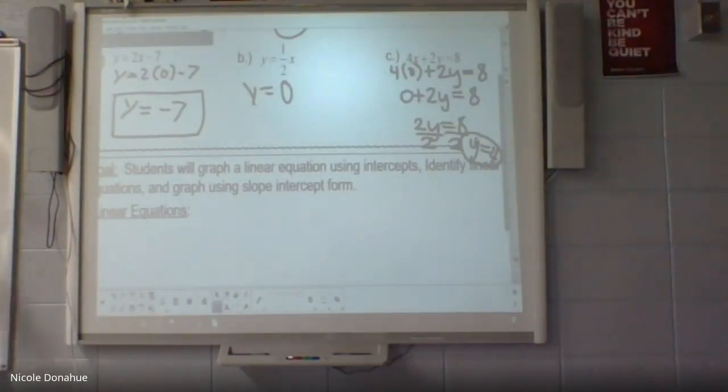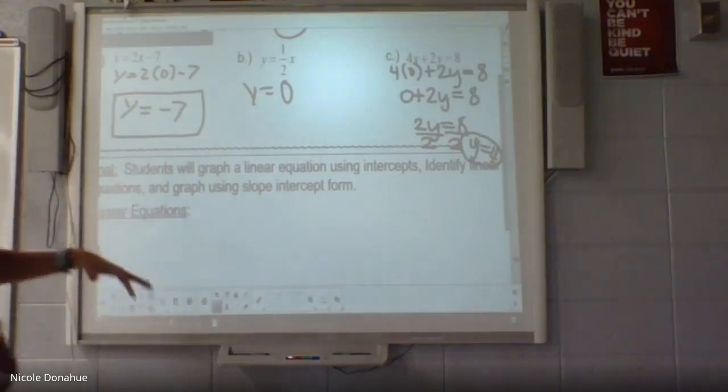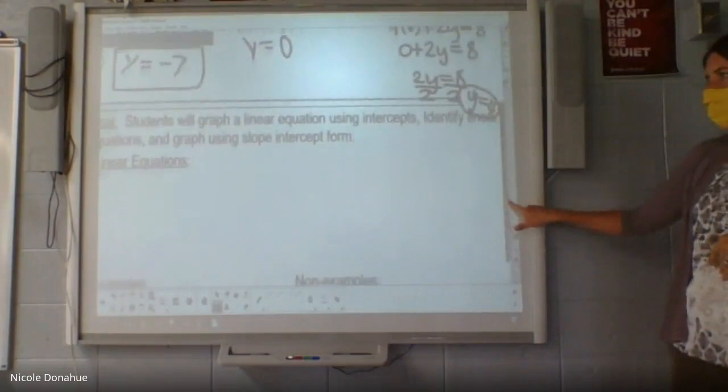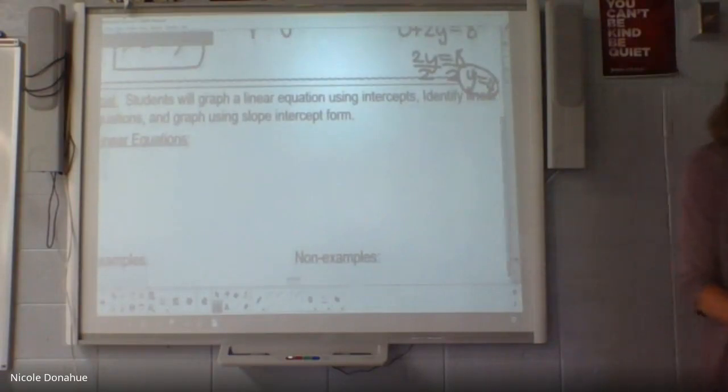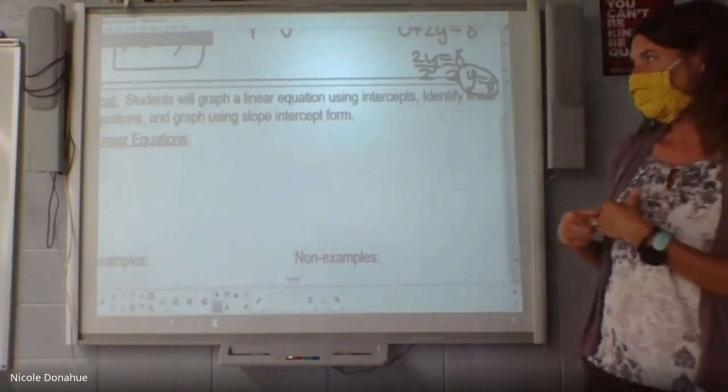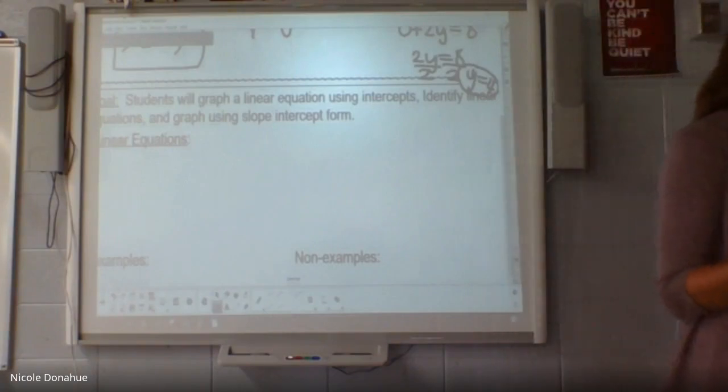So we're going to be graphing using intercepts, talking about linear equations, and talking about slope-intercept form. So we're going to do a bunch of review. Like I said, this is probably something you guys learned in geometry and in algebra, but you probably took almost a whole chapter for it, and we're going to blaze through it here.